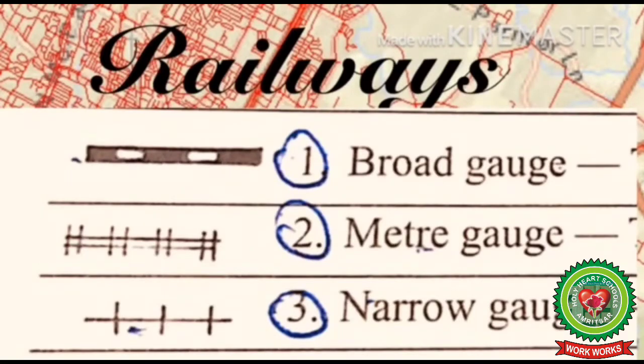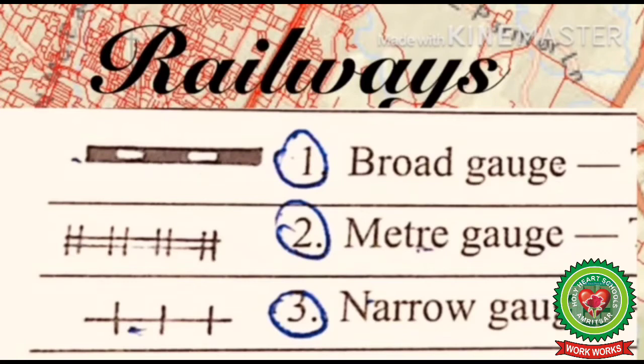Students, next we will discuss about railways. The conventional symbols of railways are divided on the basis of gauge. What is gauge? The distance between the two rails is called a gauge. In broad gauge, the distance is about 1.69 meters. Students, this is the icon of broad gauge.